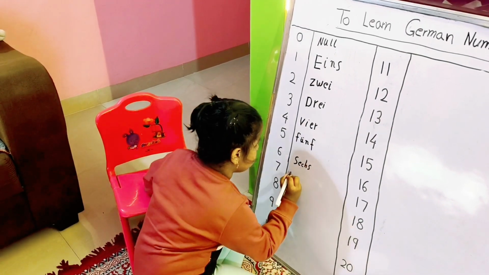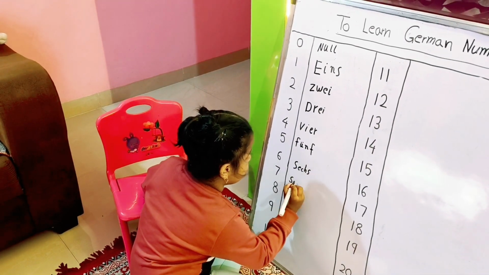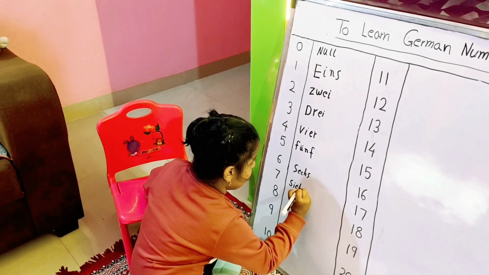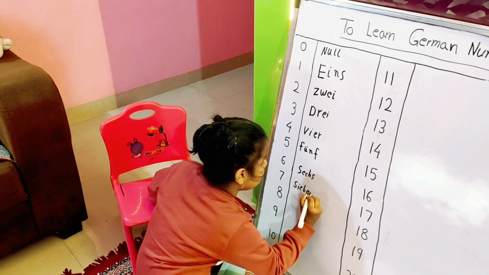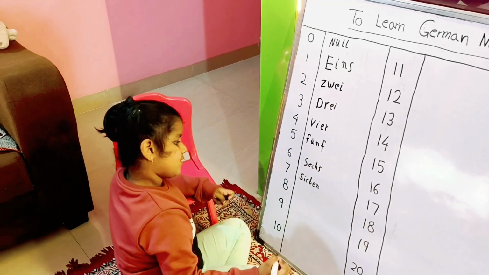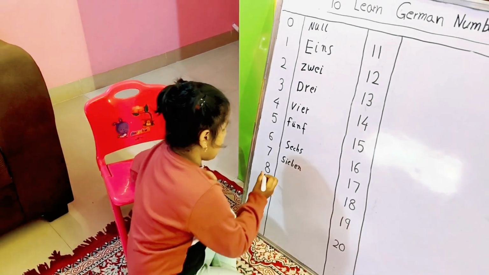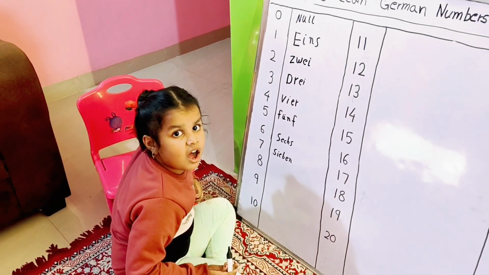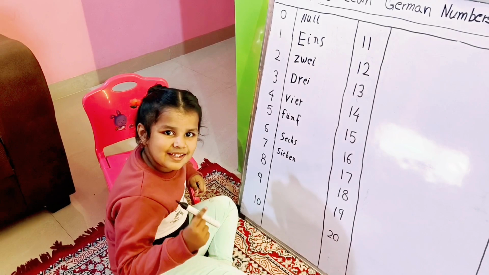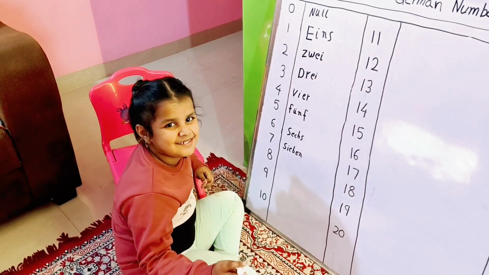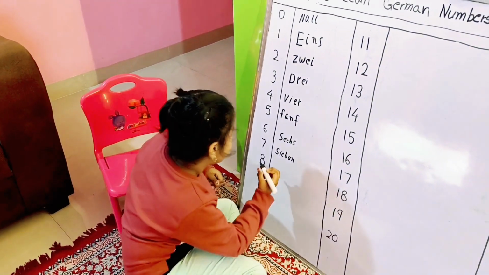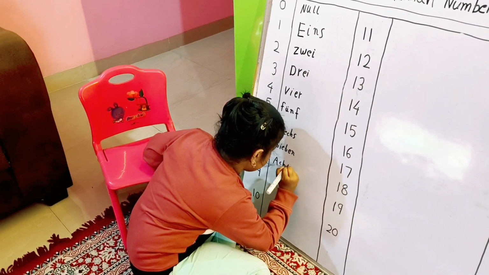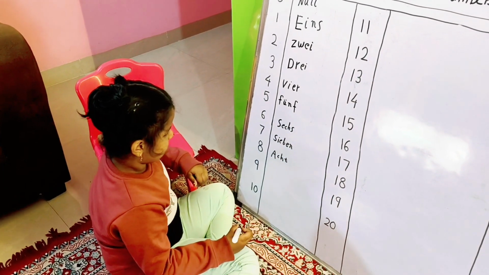Sieben. Seven means sieben. Yes, in German, S-I-E-B-E-N. Now eight. Acht, just like in Hindi. A-C-H-T. Acht.